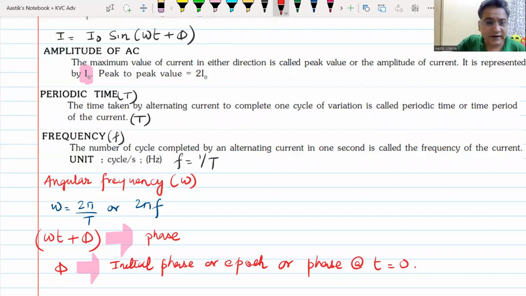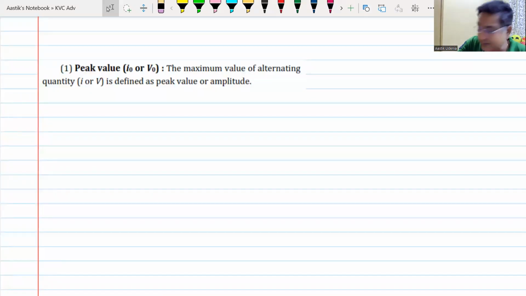Let's then move ahead and let us take some examples of this thing. There are more terms. We have seen a term known as the peak value or the maximum value of current. It is normally denoted by I naught or V naught. This is the maximum value of current. Do we remember this? Yes or no? Yes.